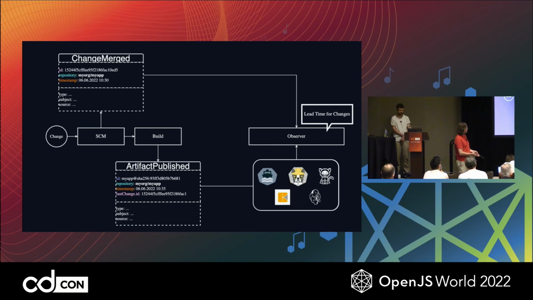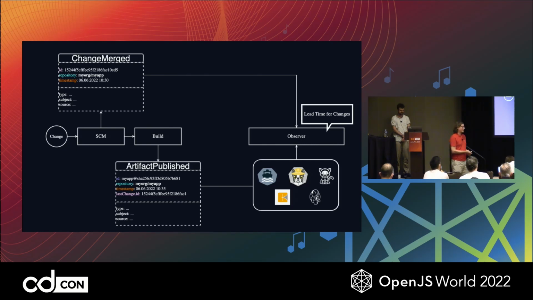And so as long as you have a simple scenario where you have a series of changes, like change 1, change 2, change 3 happening in your source code, and then you have a build, you will have also the change merged event and the artifact published event associated to that. And then you will have more changes, then another build. So in that case, it's enough to rely on the repository and the timestamp.